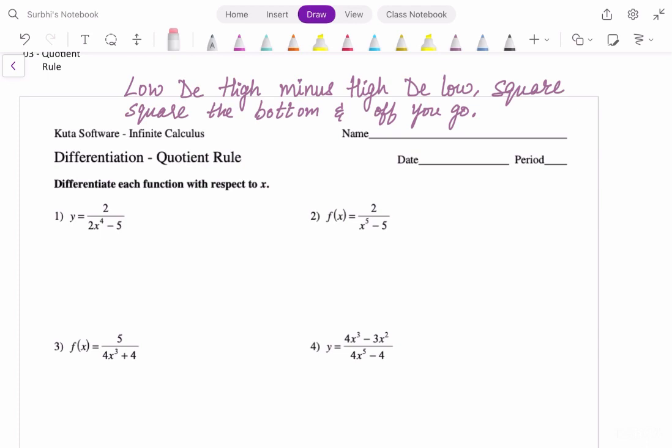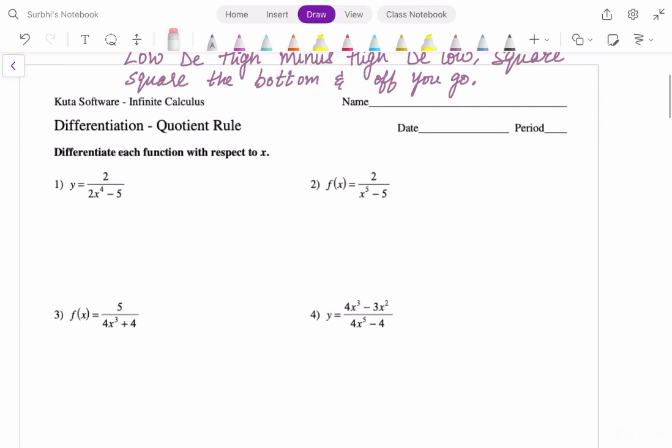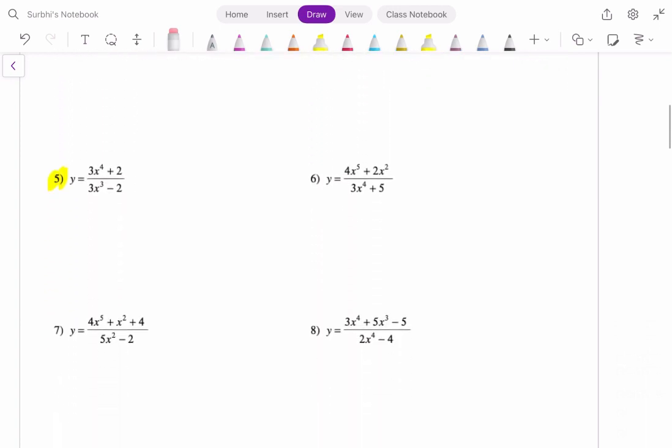So every topic has its own rhythm. The rhythm for quotient rule is low D high minus high D low, square the bottom and off you go. So whenever you solve these type of problems, keep on rhyming this rhythm and it will be very helpful.